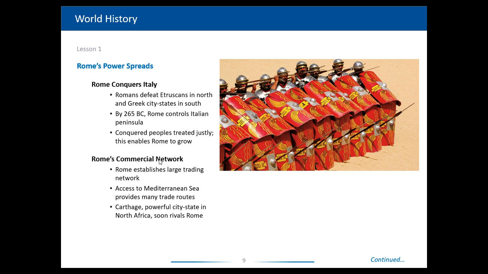The conquered peoples were treated justly, and this enables Rome to grow. Rome's commercial network was very important as it establishes a large trading network. Access to the Mediterranean Sea provides many trade routes. Carthage, which is in North Africa, is a powerful city state and it soon rivals Rome.